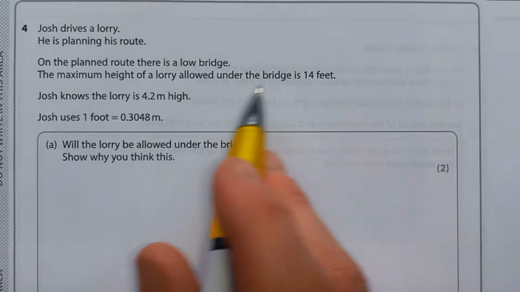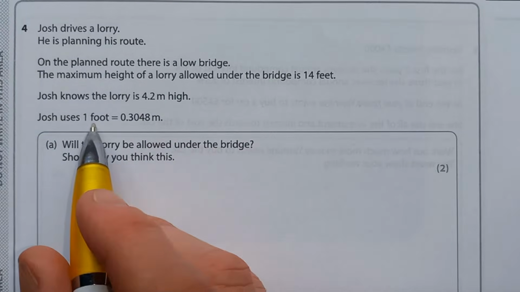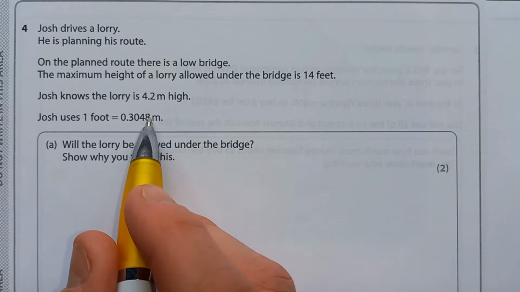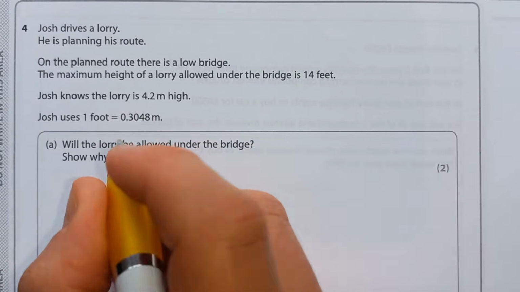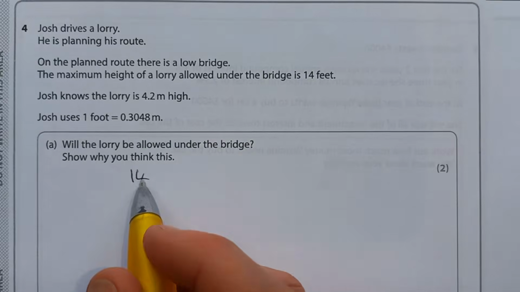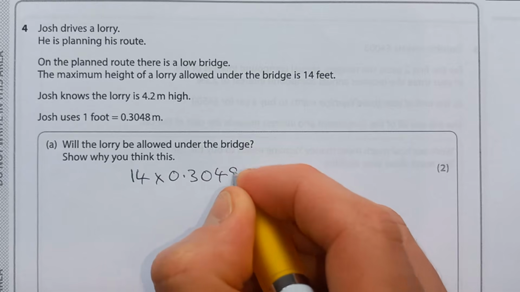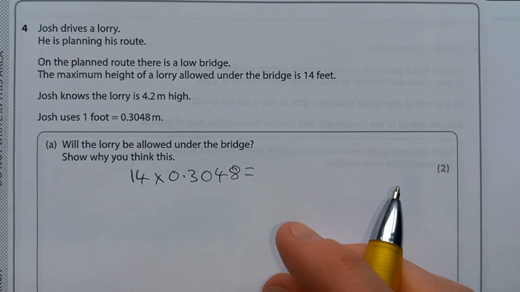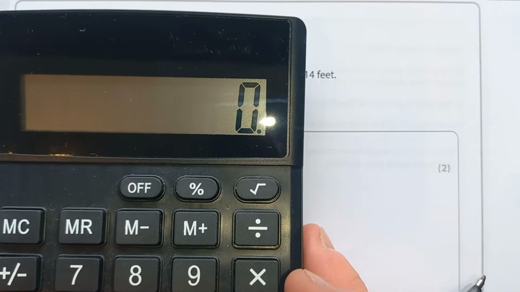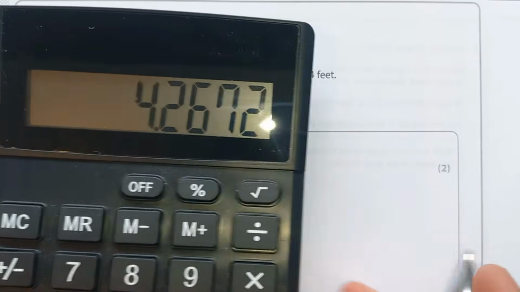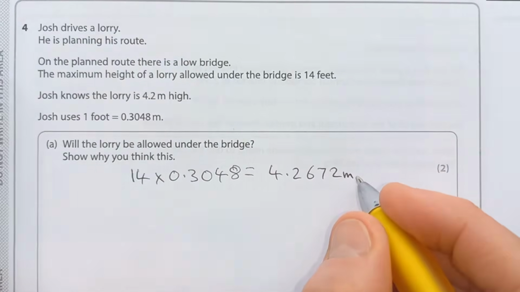Okay, well, we've got feet and we've got metres, so we want to convert one to the other. Well, this conversion goes from feet to metres, so we might as well go that way. So we've got 14 feet. If 1 foot is 0.3048, well, 14 feet would mean multiplying that by 0.3048. So 14 times 0.3048 gives us 4.2672, and that's now in metres.